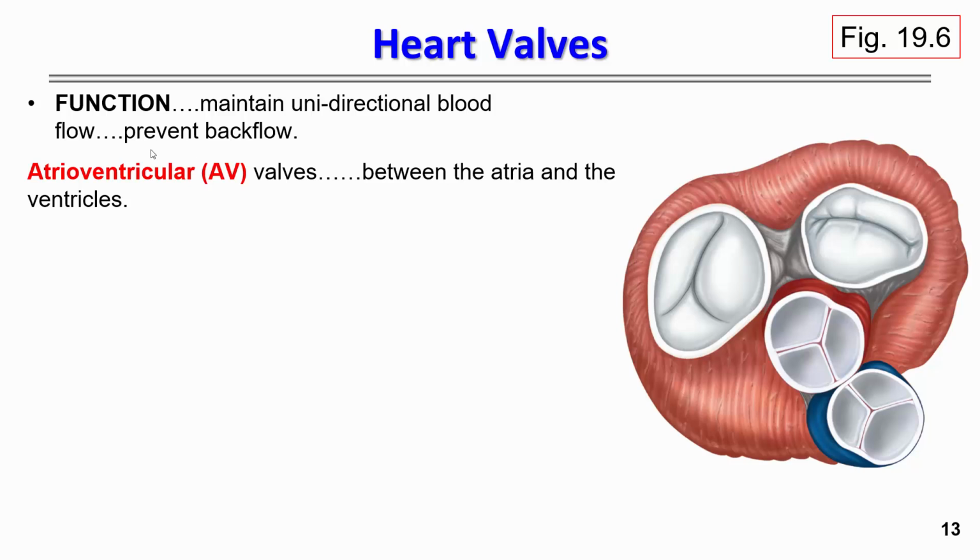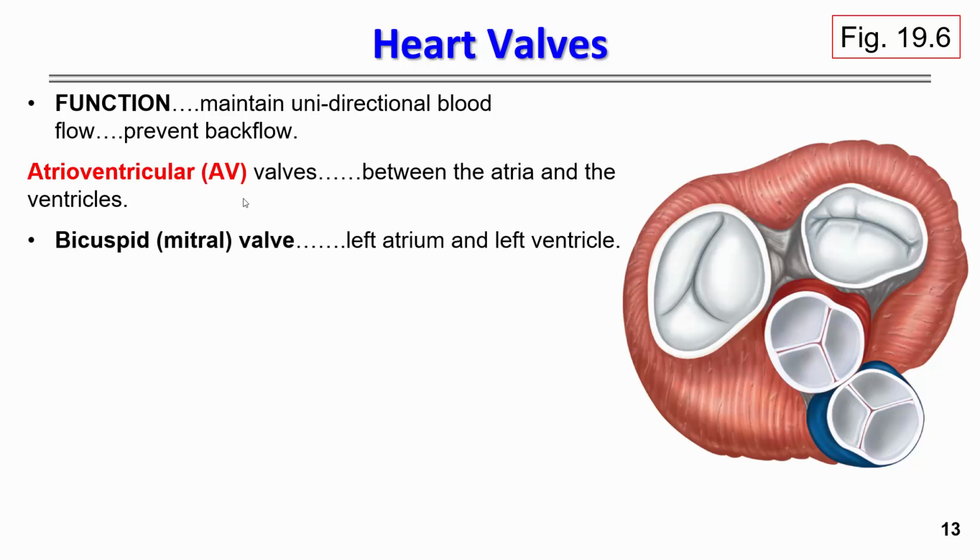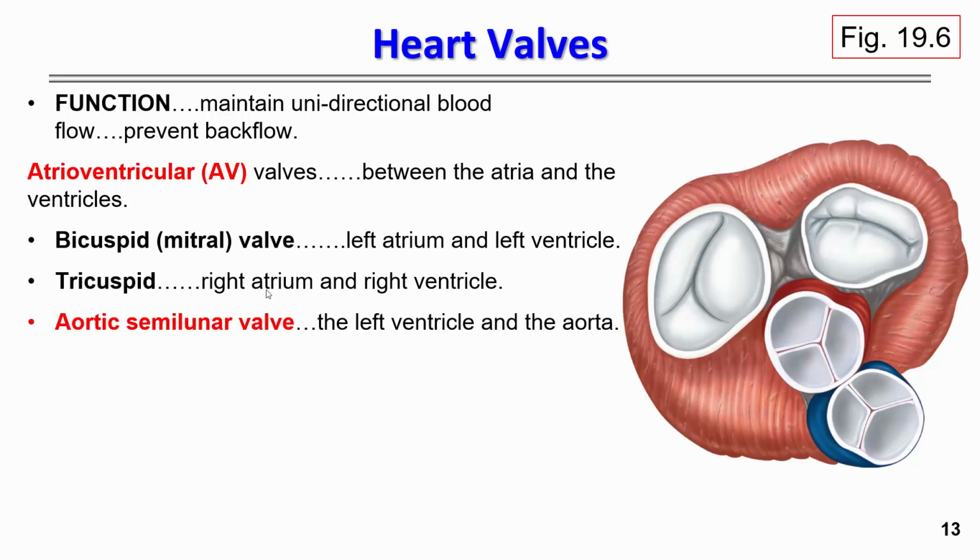So the two atrioventricular valves are referred to as the mitral valve, which is by definition a bicuspid valve, and it has two cusps to it. And this is the one on the left-hand side between the left atrium and the left ventricle. The tricuspid valve is located on the right side of the heart between the right atrium and the right ventricle.